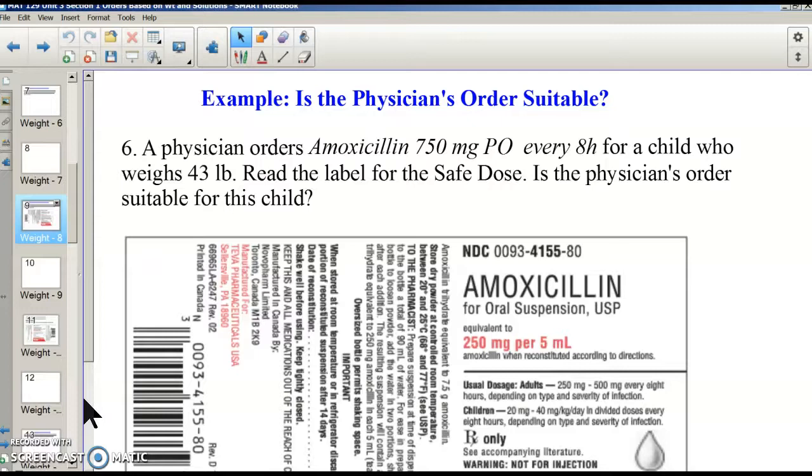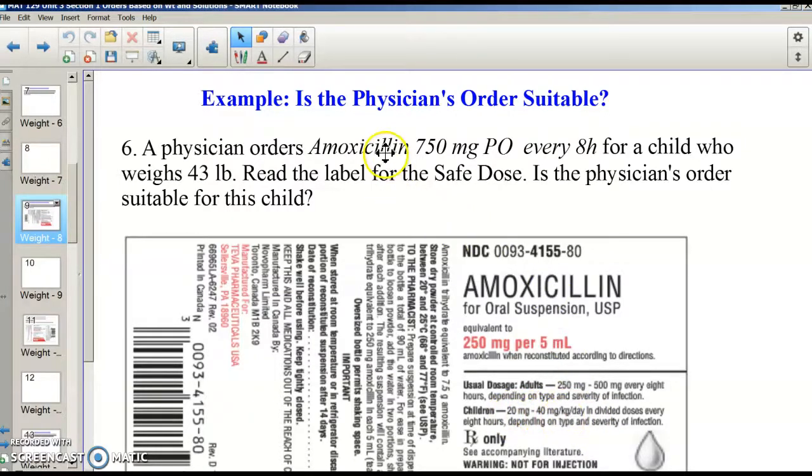that maximum safe dosage. If there is a range of safe dosage, like this one you can see, for children, the safe dosage range is from 20 to 40 milligrams per kilogram per day, then the doctor's order would be unsafe if it was outside of that range.